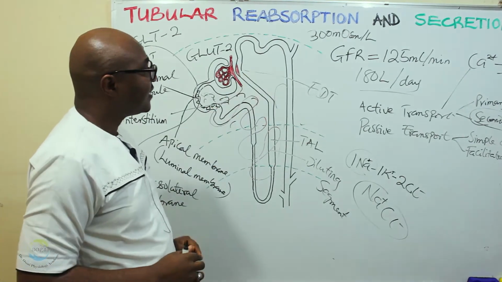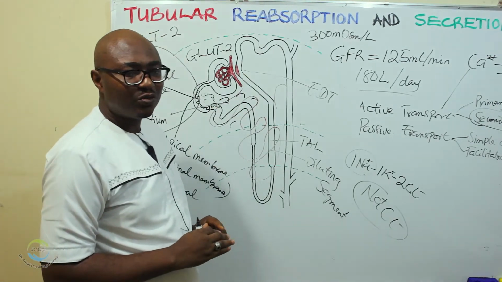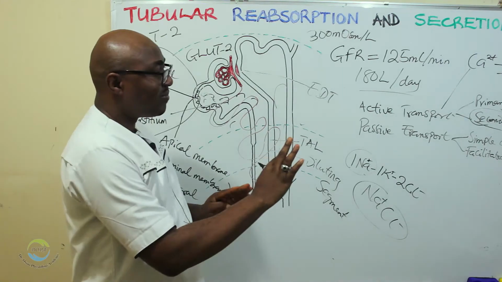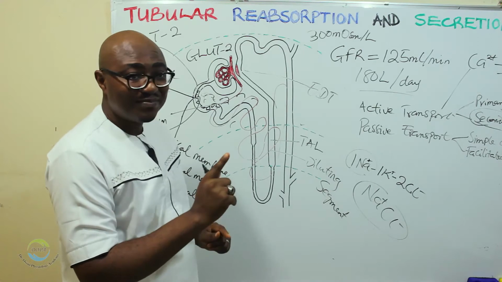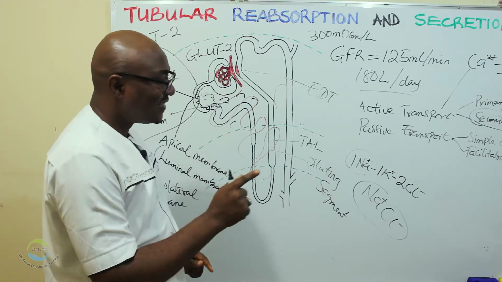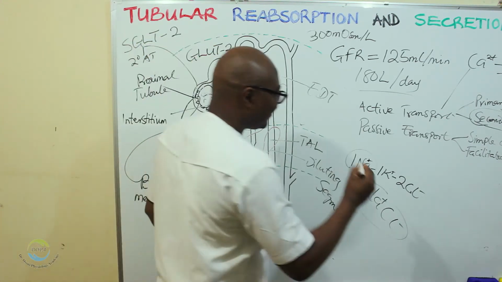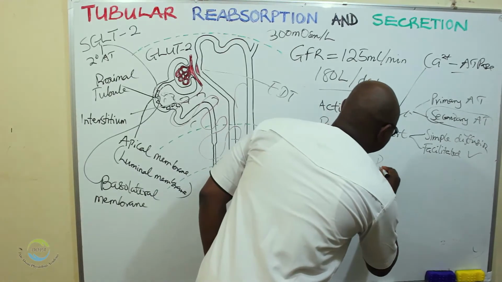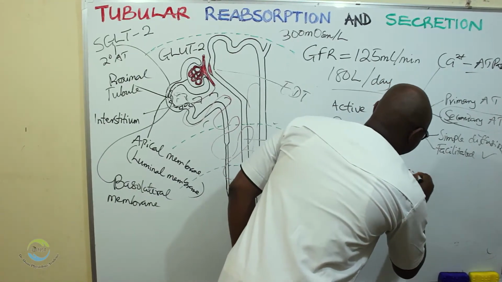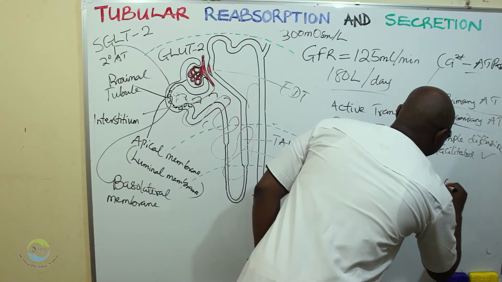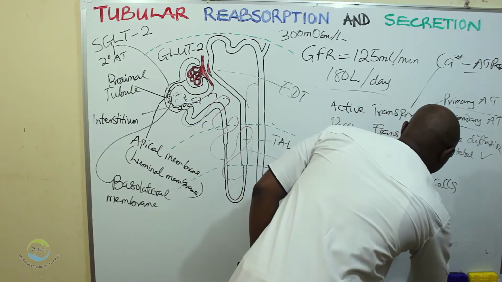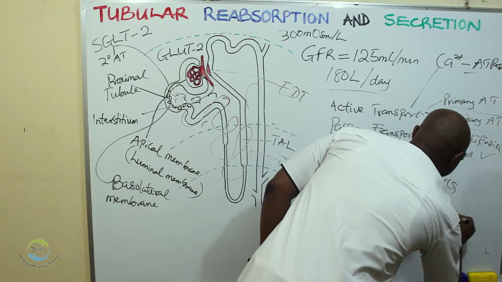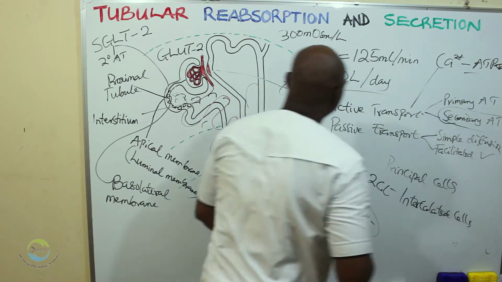Now, in this late distal tubule, remember we have two different types of cells there. The principal cells and the intercalated cells.